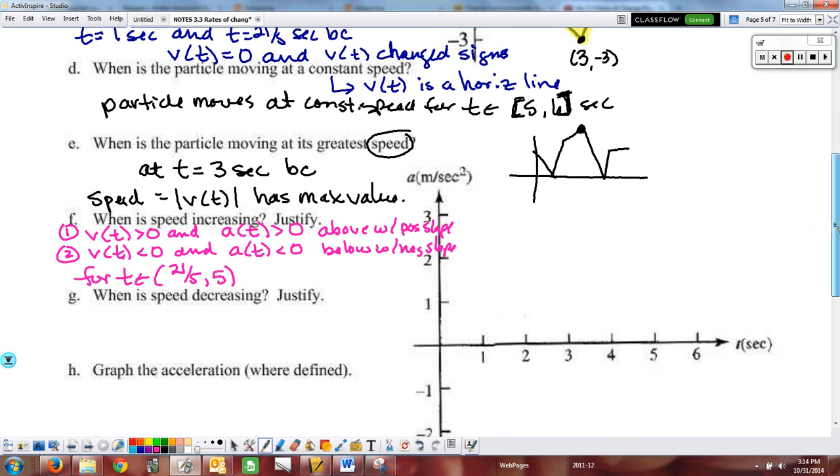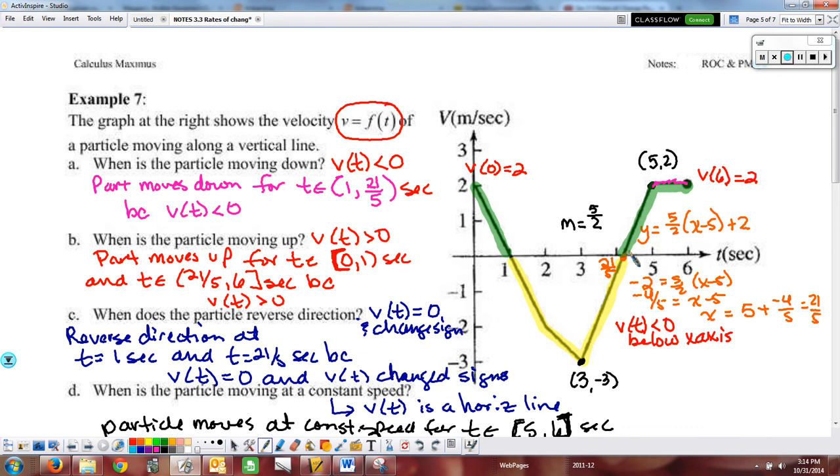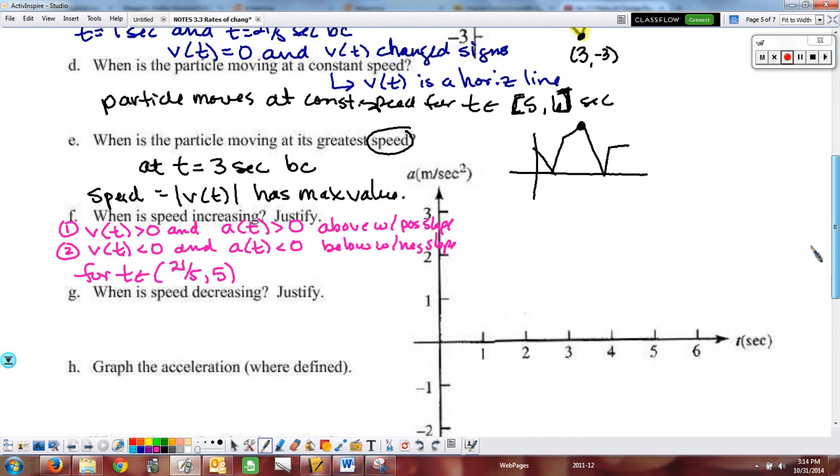And now let's evaluate whether I want to include those values or not. Let's see. I would not include here because I don't have a slope there, so I don't have any acceleration. Here I would not include because my velocity is not positive there. It's 0. So that wouldn't meet it. So I would not include both endpoints.